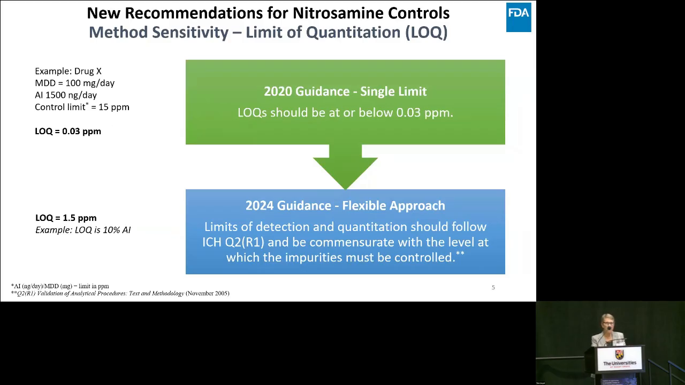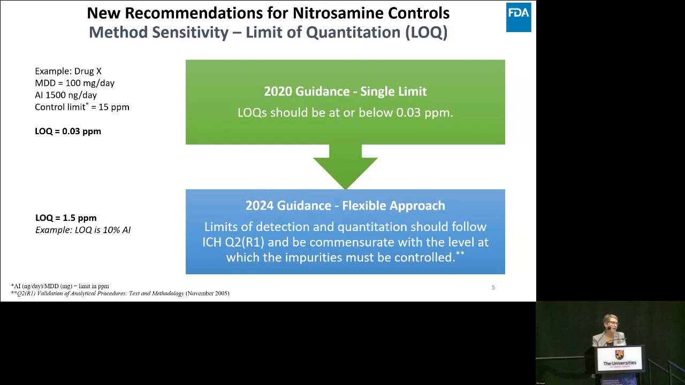Another change that we made based on feedback from industry was in our recommendation for sensitivity of analytical methods used to detect nitrosamines. Regarding the limit of quantitation, we had a recommendation in 2020 that the LOQ should be 0.03 parts per million, no matter what the AI is. That was very difficult for a lot of manufacturers to meet. In 2024, we introduced a more flexible approach. We recommended that manufacturers use the recommendations of ICH Q2(R1), which says that both the LOQ and the LOD should be commensurate with the target for the impurities that are being detected.